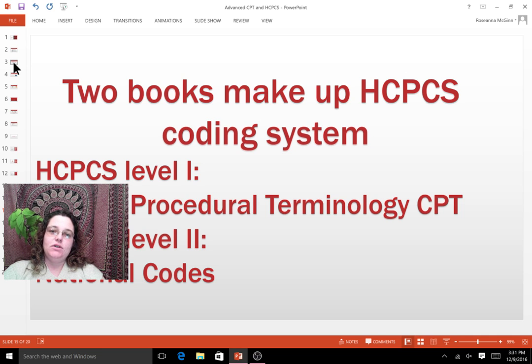Okay, it's very simple. HCPCS Level 1 is always called CPT. Almost no one ever calls it HCPCS Level 1 anymore. It's an antiquated term. Just call it CPT. Everyone knows what that is. HCPCS Level 2, everyone knows that those are the national codes for durable medical equipment and things of that nature.